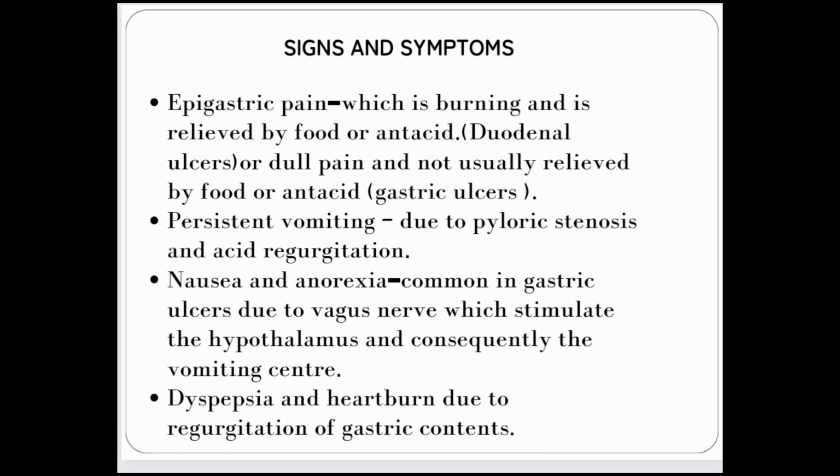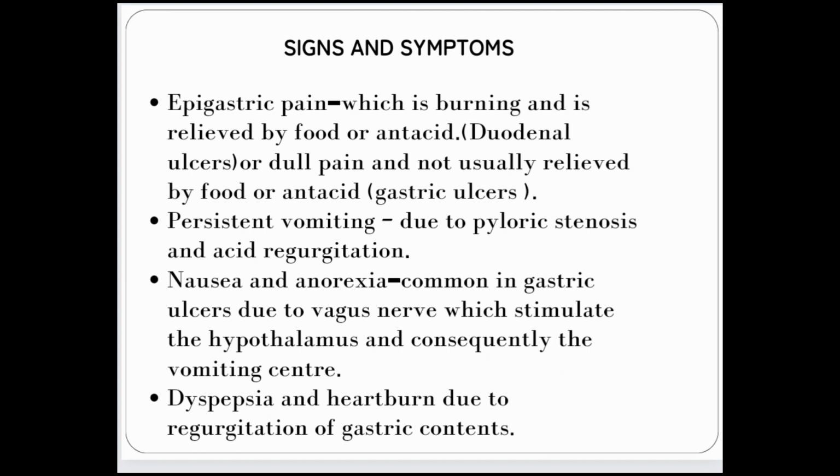Signs and symptoms. Epigastric pain, which is burning and relieved by food or an antacid. Duodenal ulcers cause dull pain that is not usually relieved by food or antacid. So that is the major difference between a duodenal ulcer and a gastric ulcer. There is epigastric pain, and when you have food or an antacid, if the pain is relieved, it's a duodenal ulcer. If the pain is not relieved, then it's a gastric ulcer.